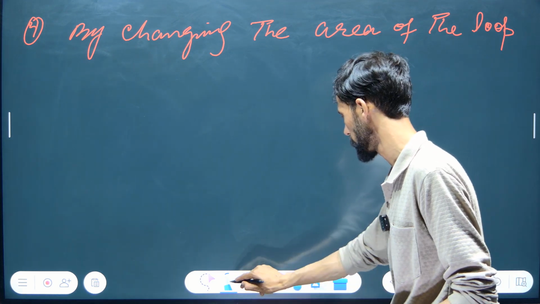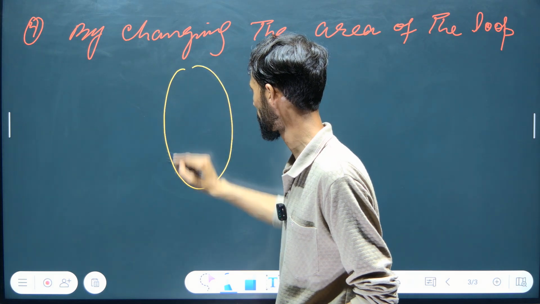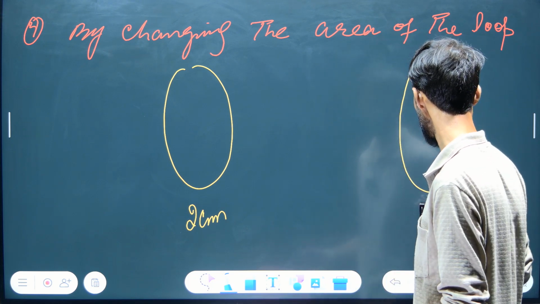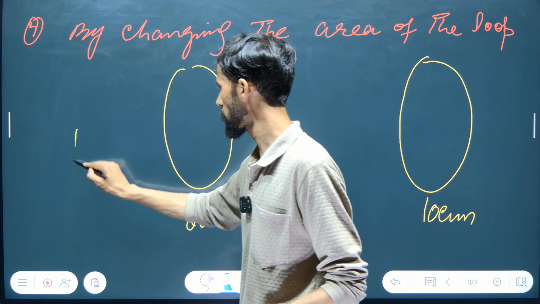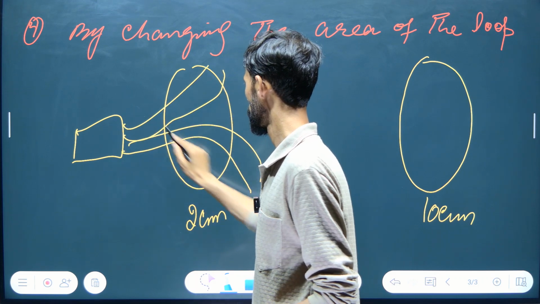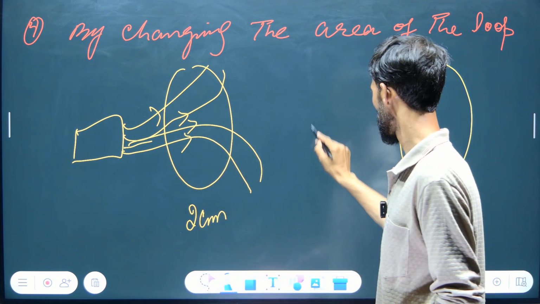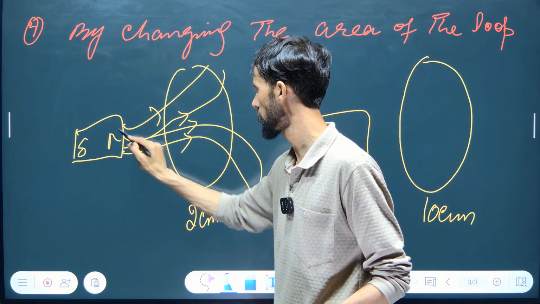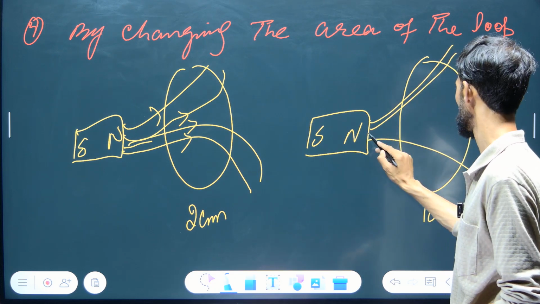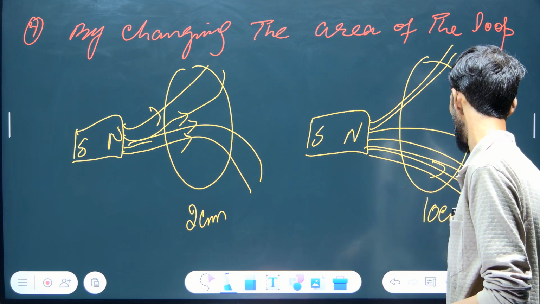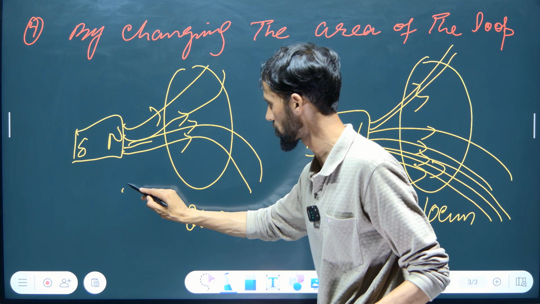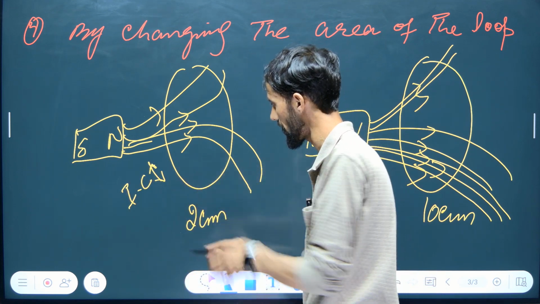If I consider, for example, two loops here, one having a radius of 2 centimeters, and next to it a conducting loop having a 10 centimeter radius. If I put a magnet here, it will create, for example, 5 magnetic field lines like this. Likewise, I put another magnet here having south pole and north pole. If this magnet forms 10 magnetic field lines, accordingly the 10 magnetic field lines will pass through this conducting loop. So this has an area lesser than this. This will create less induced current, because this has less area.